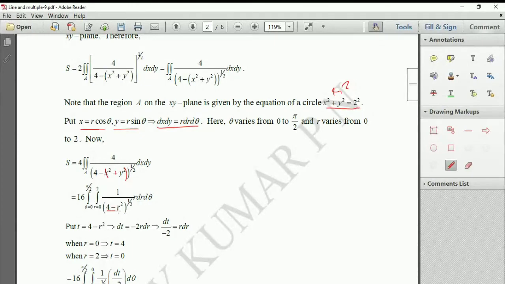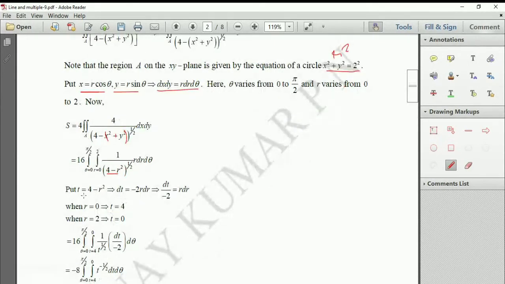How are you going to solve this one? By substitution method. Put t equal to 4 minus r square. Then what is your dt? Derivative of 4 is 0. Derivative of r square is 2r with minus sign. So minus 2r dr. But we need r dr. Here you are having r dr. So that will be dt by minus 2. And you have to change the limit for r also. When r is 0, what is your t? 4. When r is 2, if you put r equal to 2 here, you will get 2 square, 4. 4 minus 4 is 0. So your t will be 0.